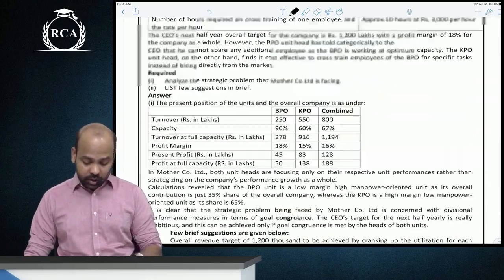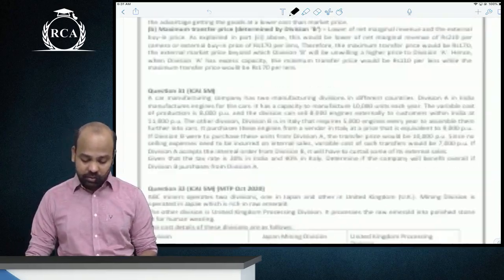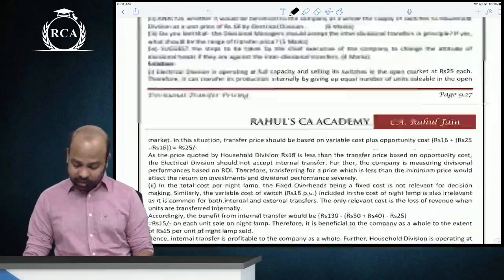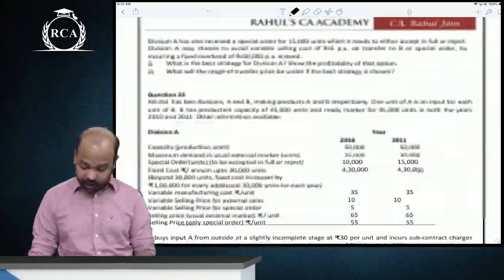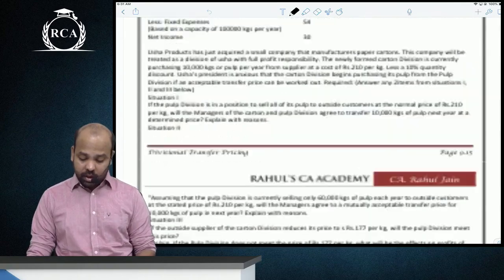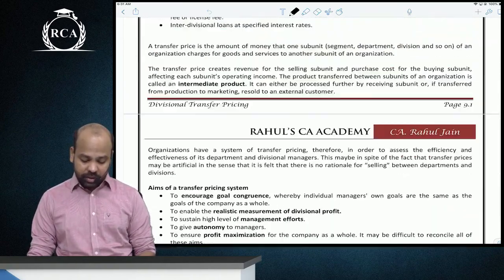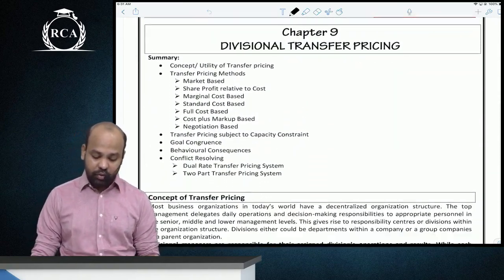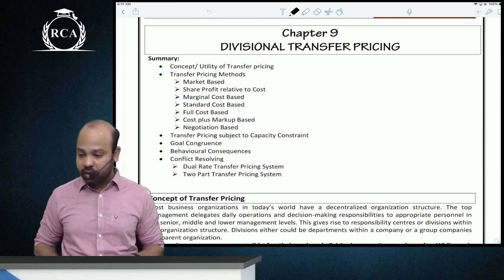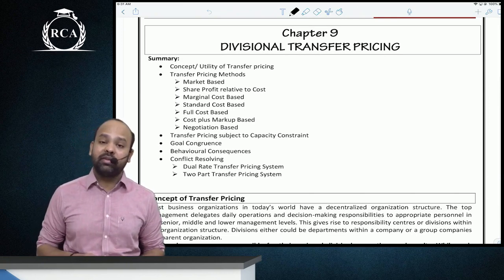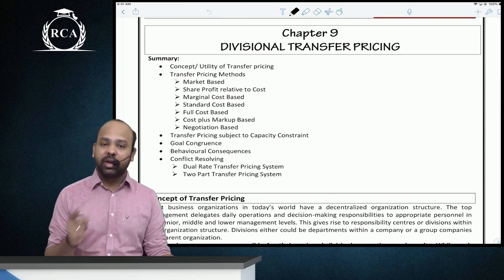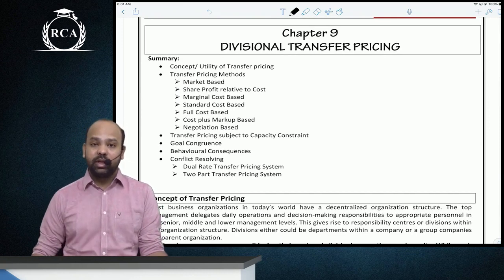Okay, sir. So what is divisional transfer pricing, guys? What exactly is divisional transfer pricing? You can all turn to page 9.1. To understand what is divisional transfer pricing, guys, you will first understand a few things of the previous chapter. The very first thing that we discussed in the previous chapter was about responsibility accounting.